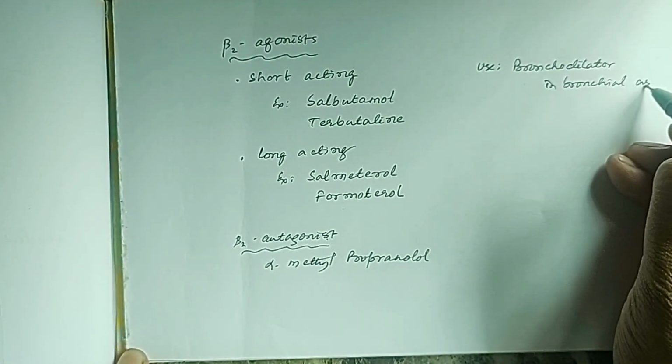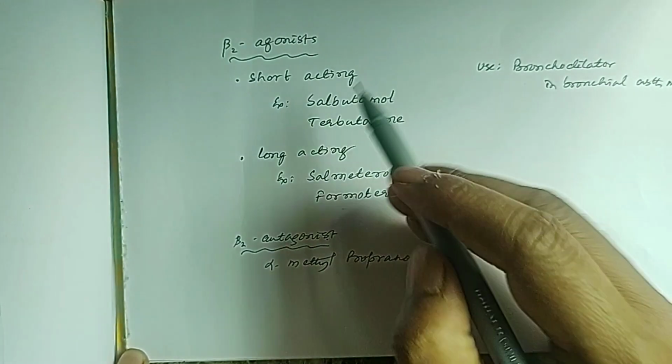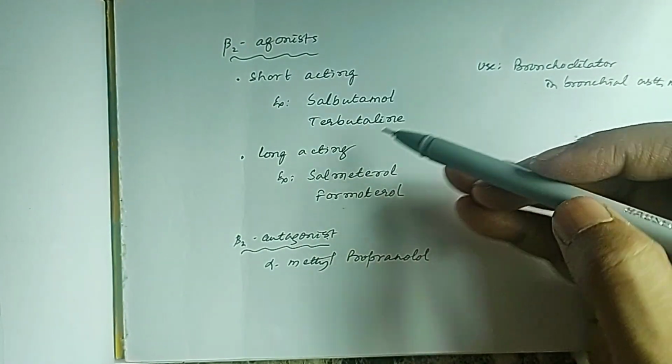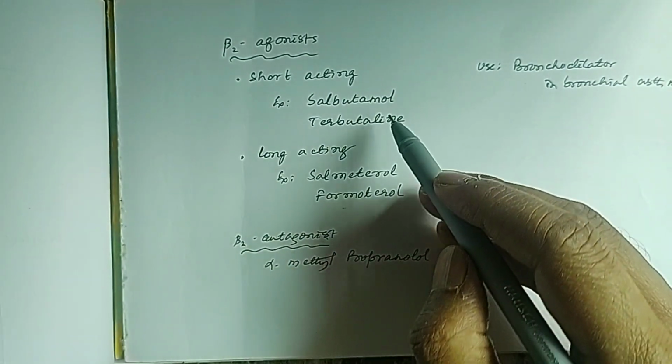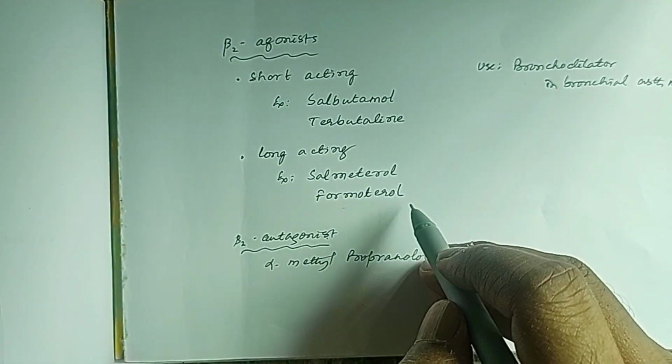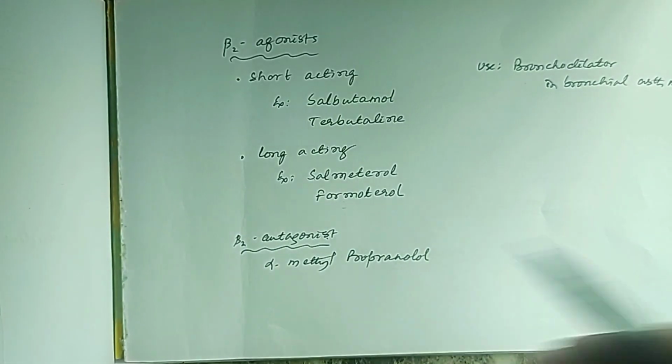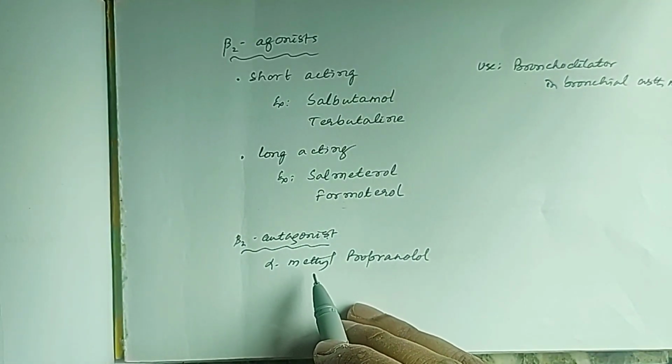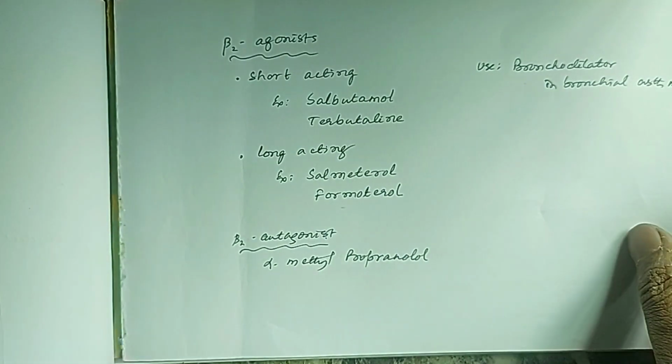Beta 2 agonists can either be short acting or long acting. Short acting beta 2 agonists are salbutamol and terbutaline. Long acting beta 2 agonists are salmeterol and formoterol. And a beta 2 antagonist example is alpha methyl propranolol.